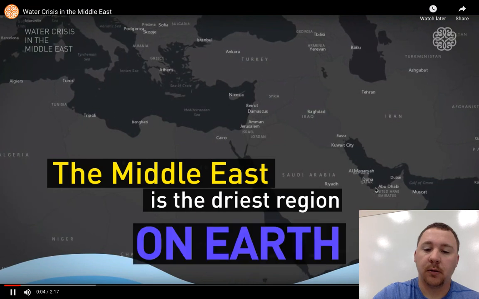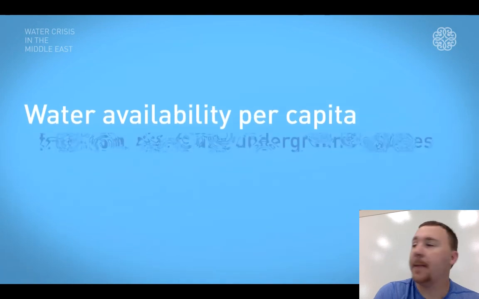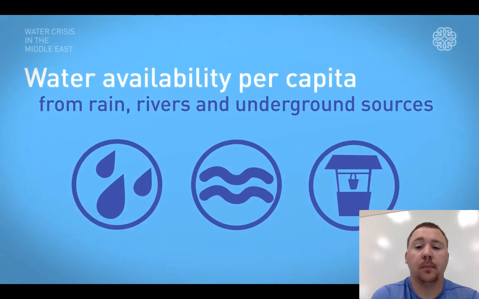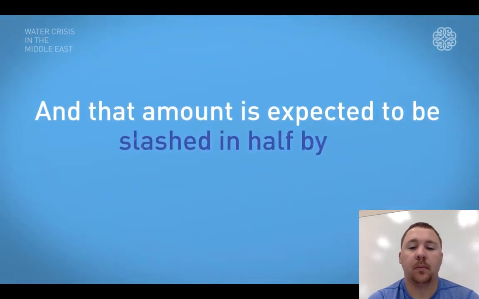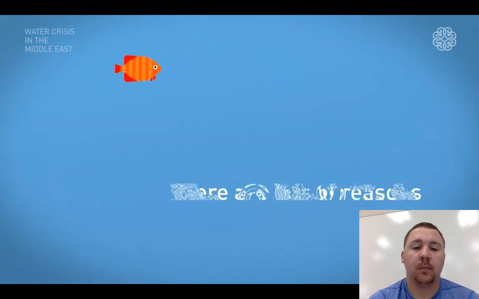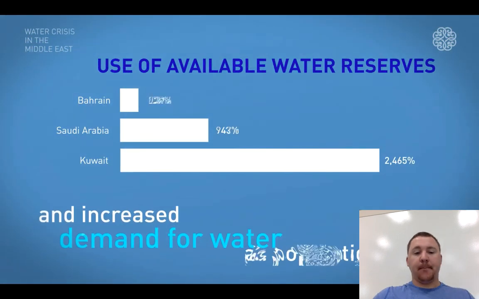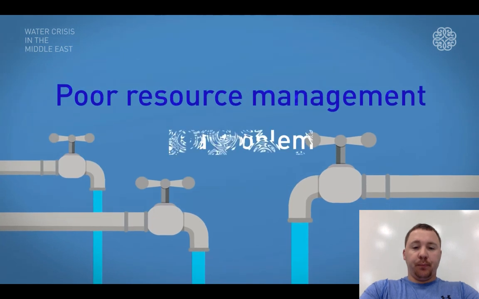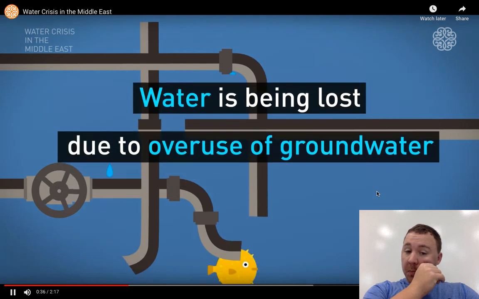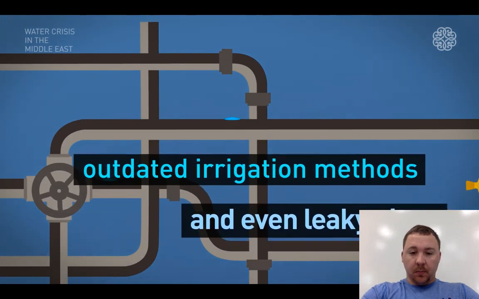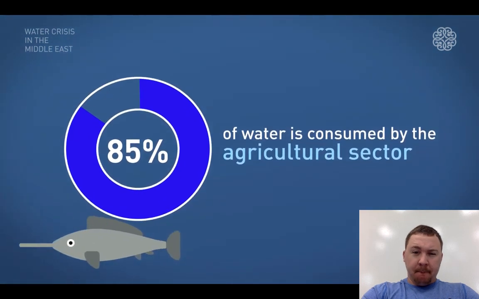The Middle East is the driest region on Earth, with 12 of the world's most water-scarce countries. Water availability per capita from rain, rivers, and underground sources is 6 times less than the world average. And that amount is expected to be slashed in half by 2050. There are lots of reasons for the crisis. They include climate change and increased demand for water as populations grow. Poor resource management is a problem, and so are wasteful agricultural policies. Water is being lost due to overuse of groundwater, outdated irrigation methods, and even leaky pipes. And that's a problem in a region where 85% of water is consumed by the agricultural sector.